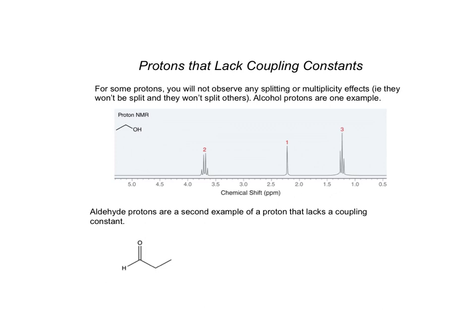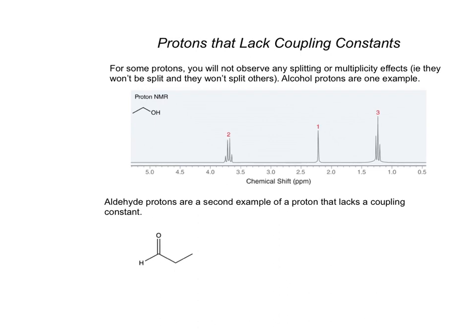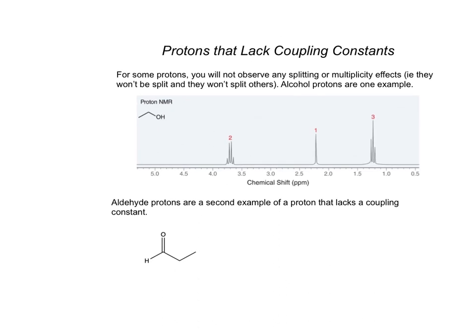Okay, so then finally, there are 2 other little cases that I wanted to bring up, and I'm not going to explain why we actually see this. I'm just going to tell you what to expect. We've been looking at splitting patterns, at multiplicities. And I just want to mention at the end here that there are some protons that don't actually undergo any type of splitting or coupling. A good example of that, the first example that we introduce you to, is alcohol protons.